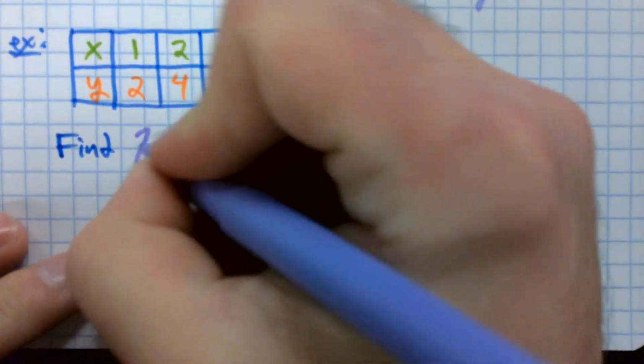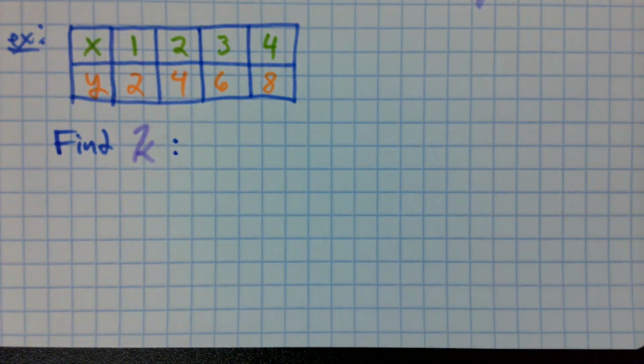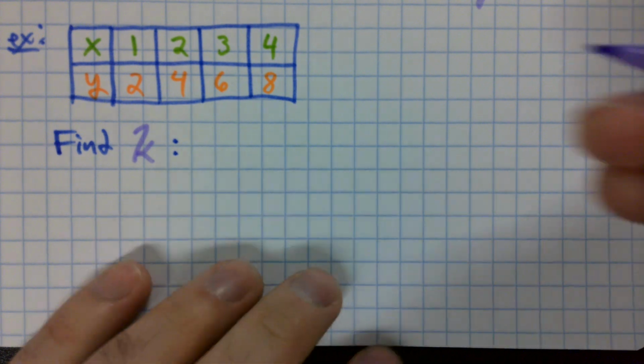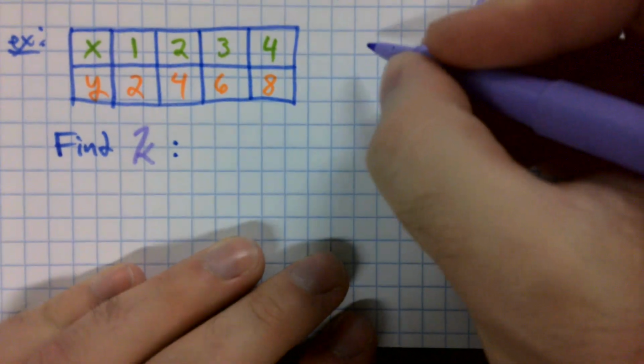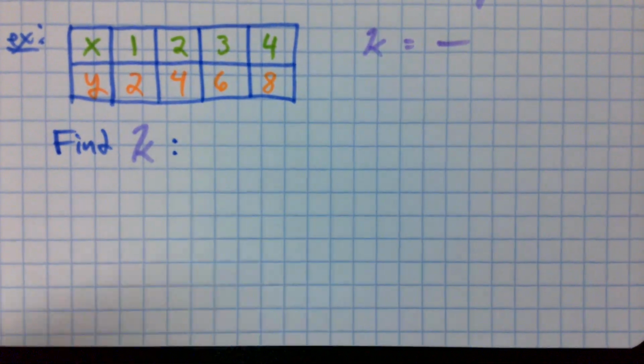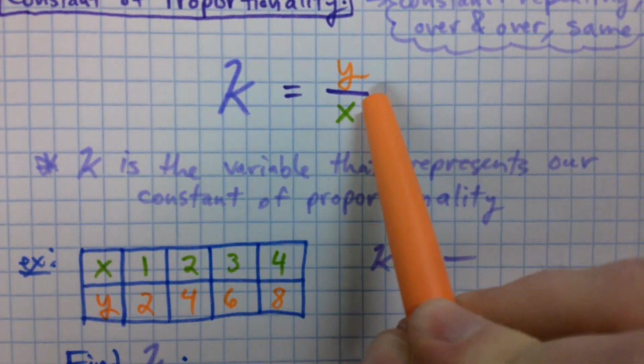What we have to do with this table is find k. We have to find what our constant of proportionality is for this table. So we're going to find k. Well, what is k equal to? Is there a formula we wrote down that can help us find k maybe? K is equal to y over x.